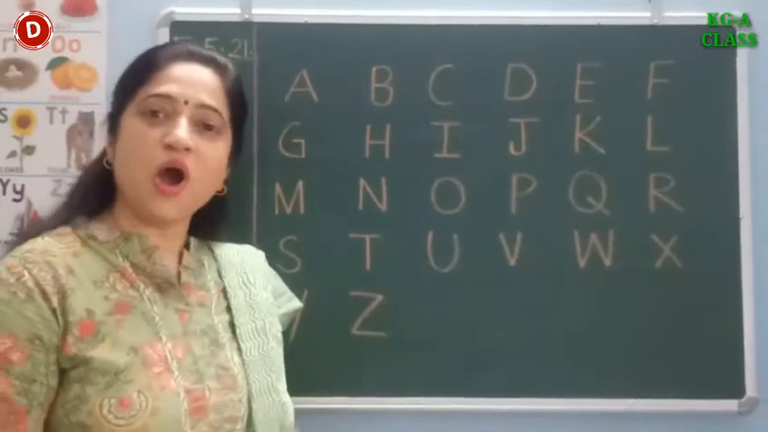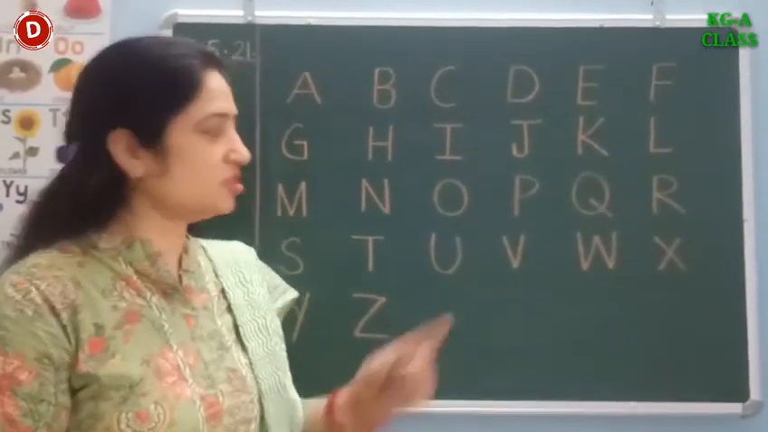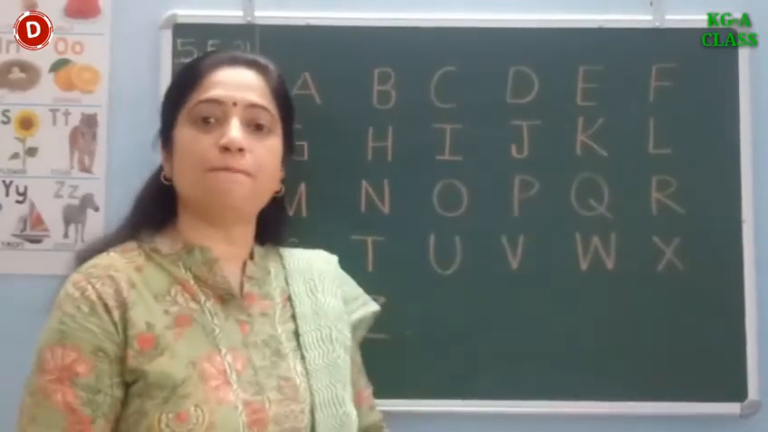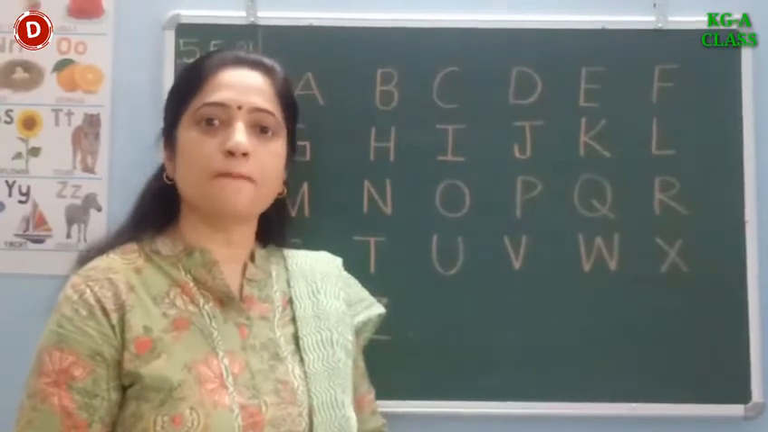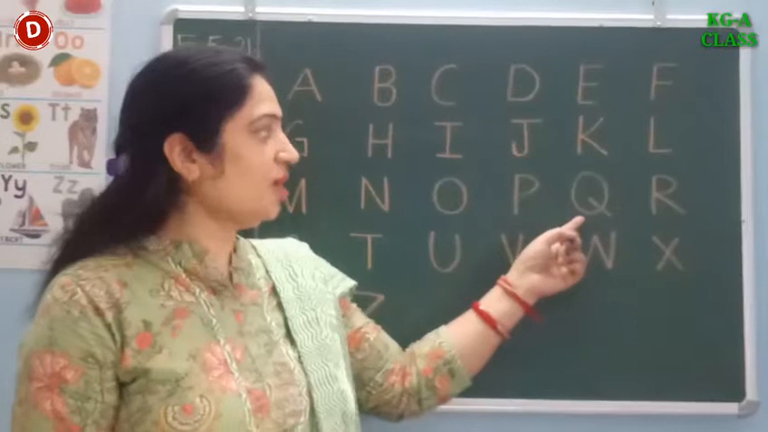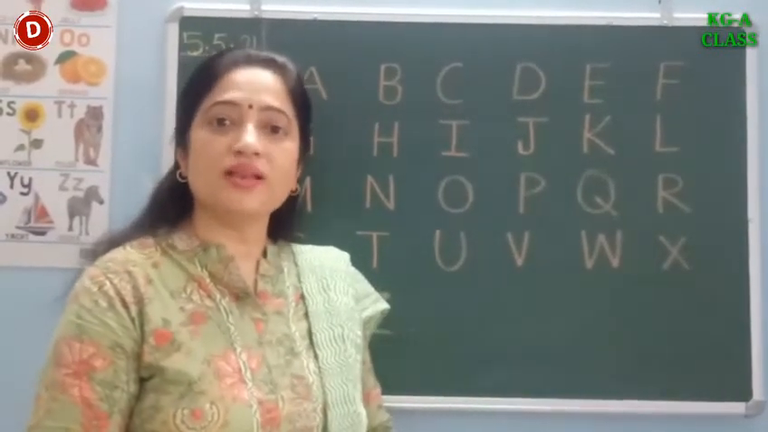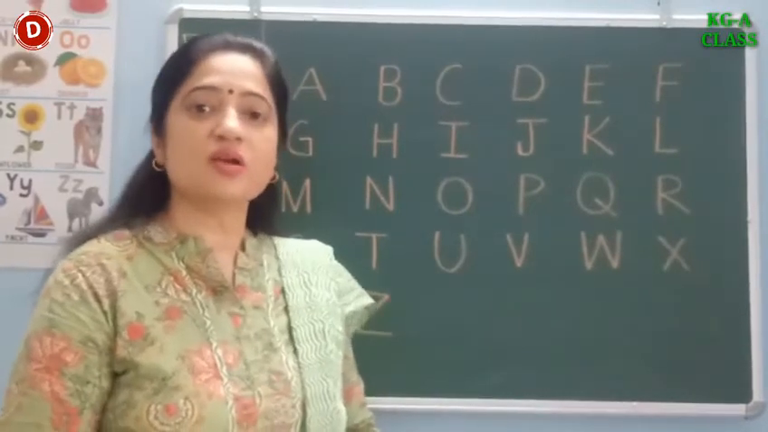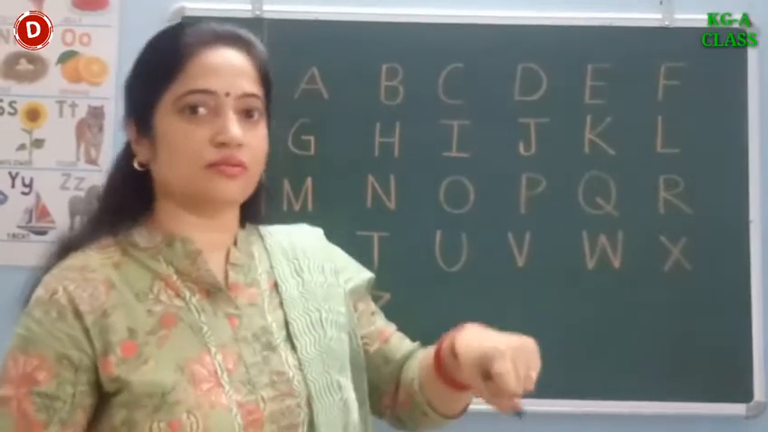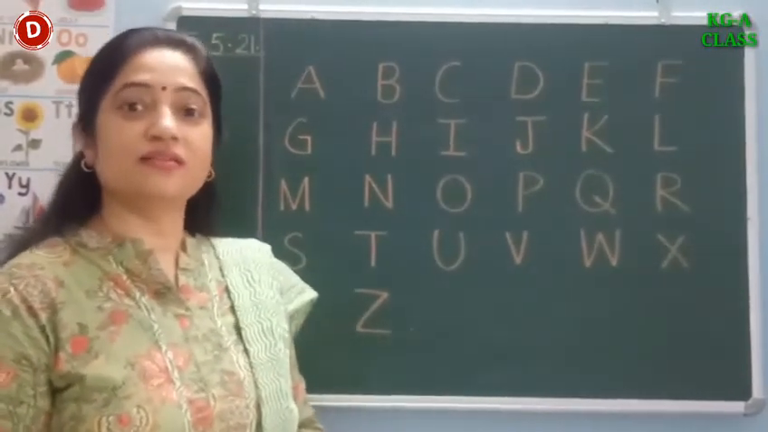O says aw as in orange, aw, ostrich. The sound of O is aw. Now comes P. P says P as in parrot, peacock. Sound of P is P. Now comes Q. Q says quo, queen, quilt. Sound of Q is quo. Repeat after me. R says rabbit, rose. The sound of R is R.